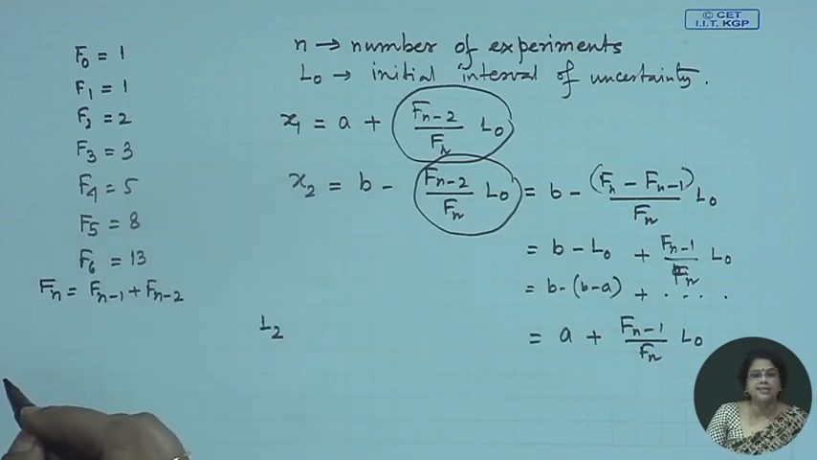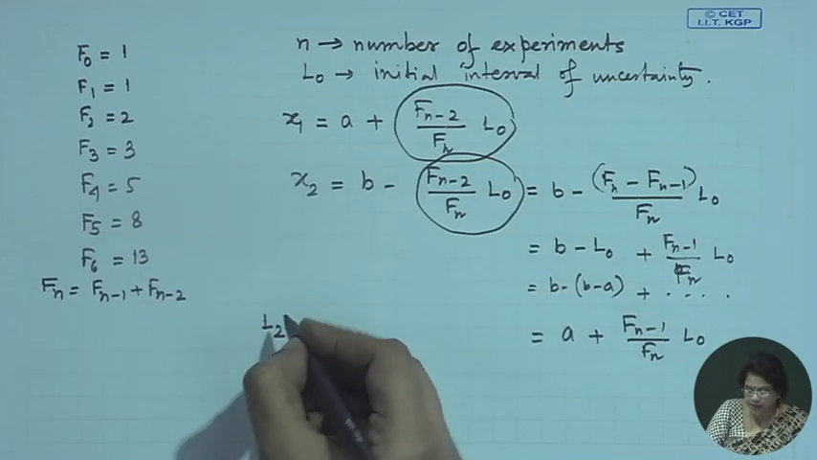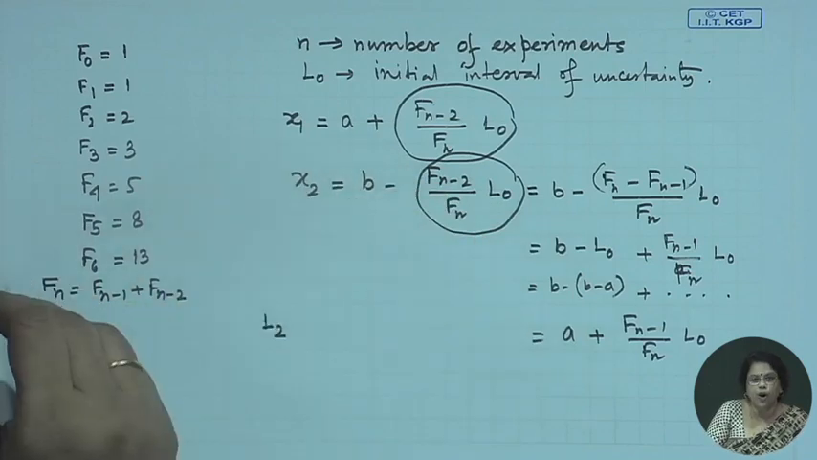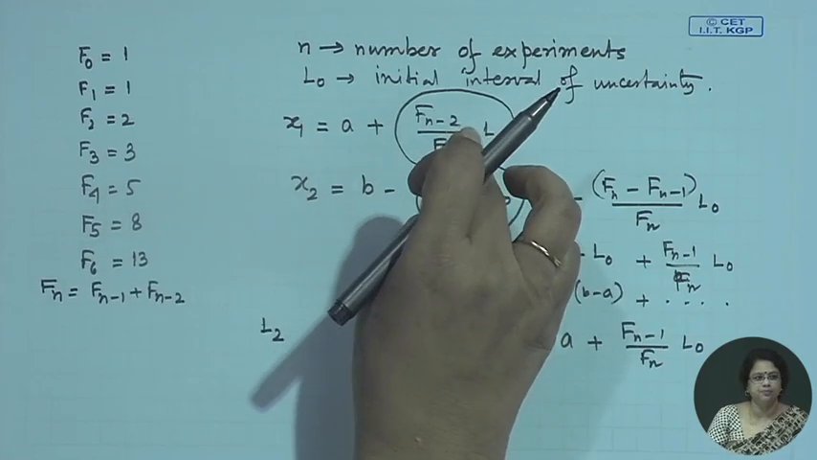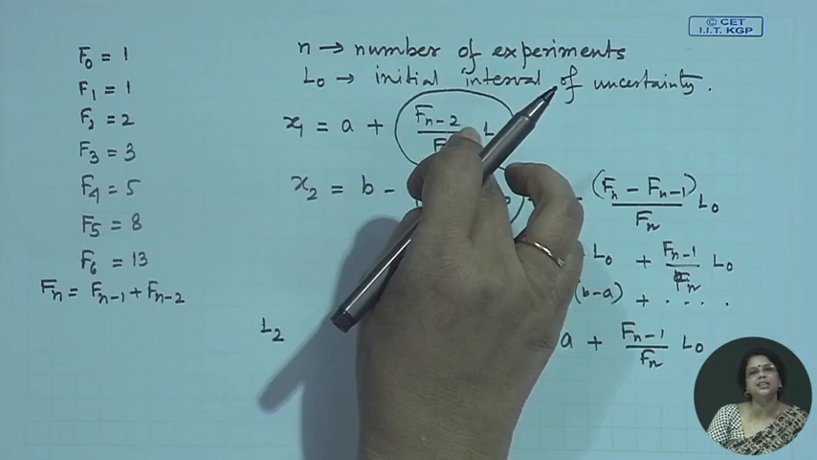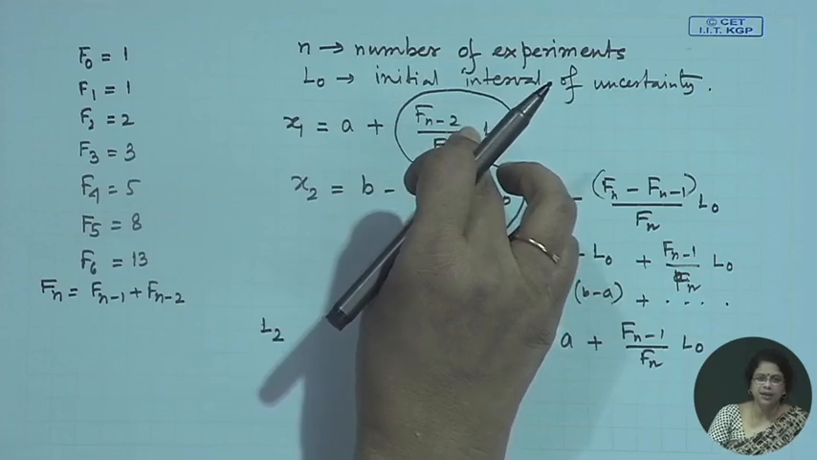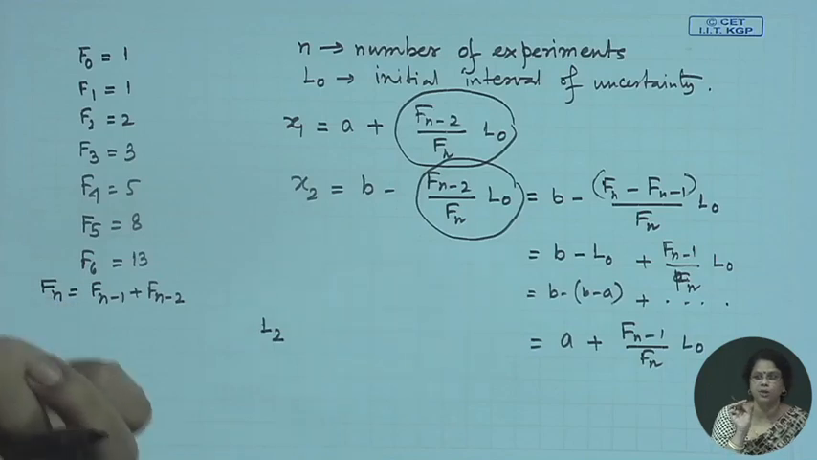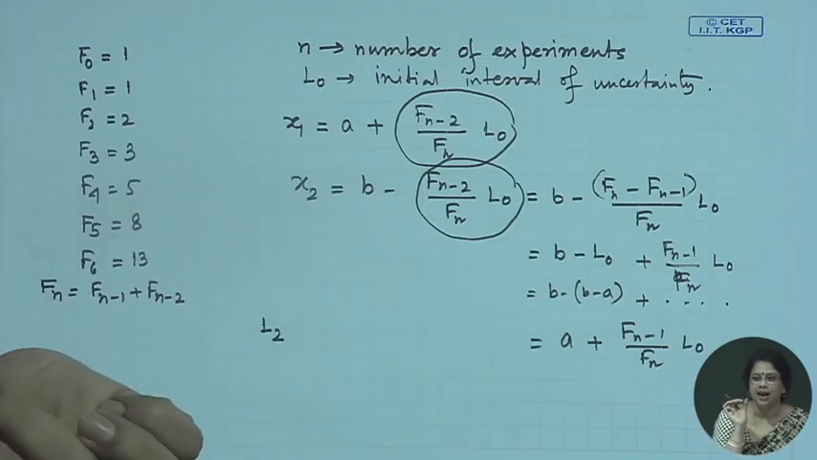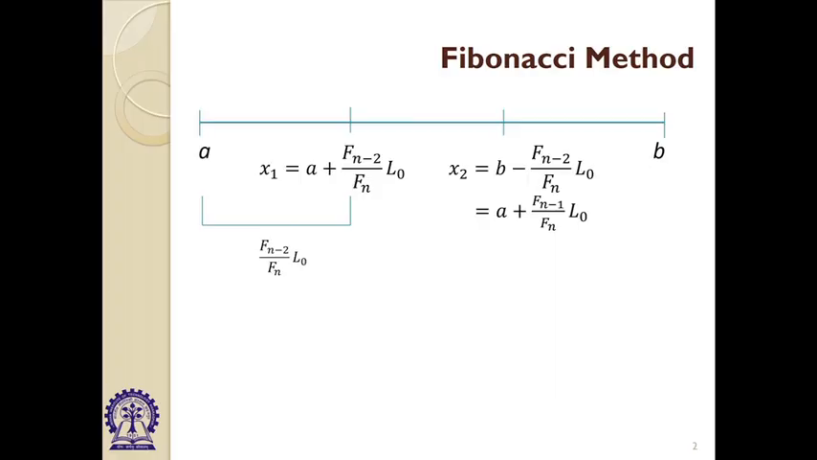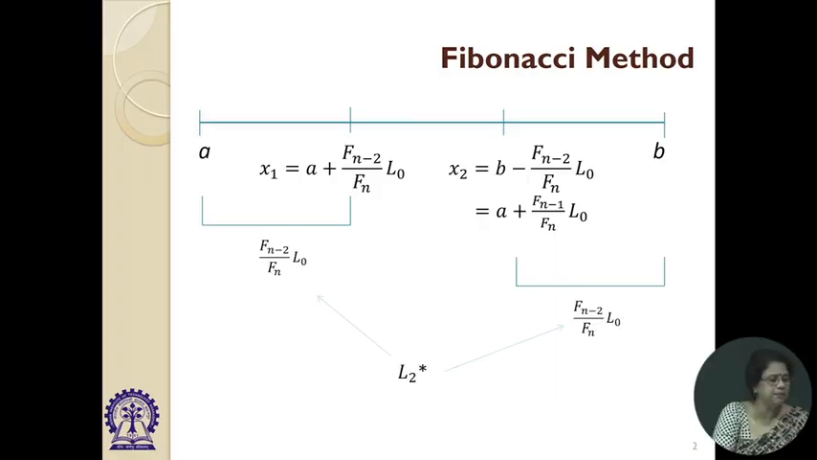Okay, and next interval of uncertainty would be L naught minus this term, because as you have seen in the dichotomous search, the same thing: we will discard a portion. How much portion will I discard? After discarding a portion, I will get the new interval of uncertainty as L naught minus this one. Actually, there is a name for it. This term is named L2 star.